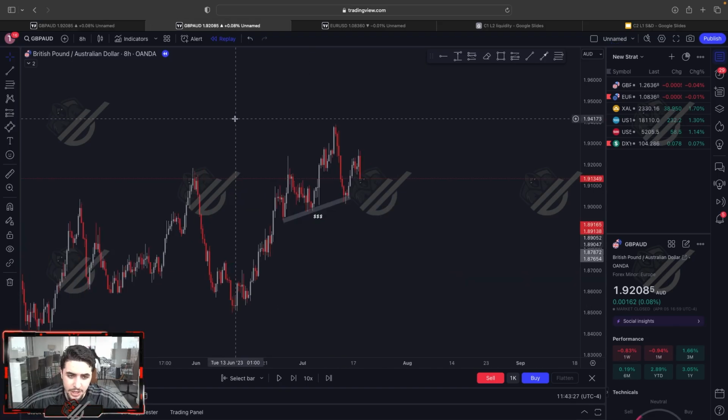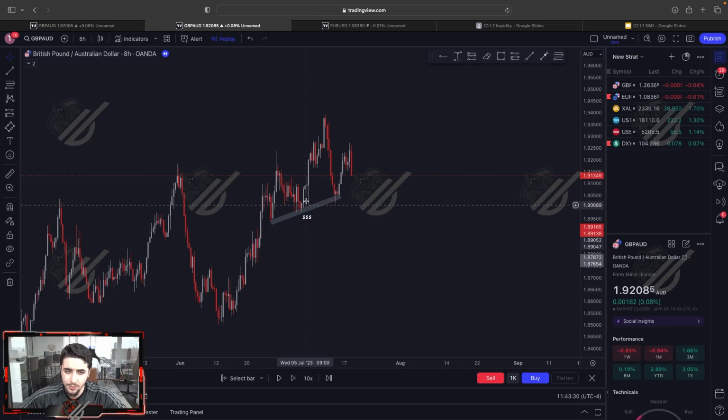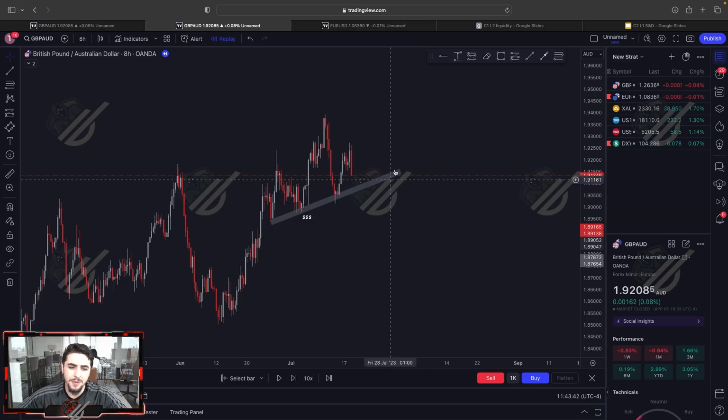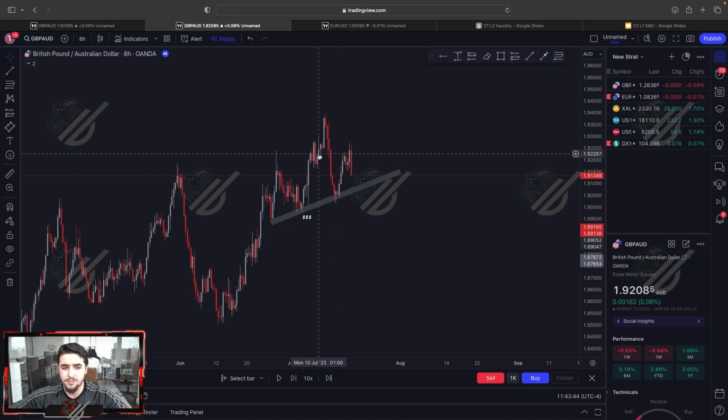Next up, we got the pound Australian dollar. Now, what can we see happen at this point over here? Price has reacted once, twice, and 3 times of this trend line right over here. Now, if we extend that, what do we expect retail traders or even some supply and demand traders to do?